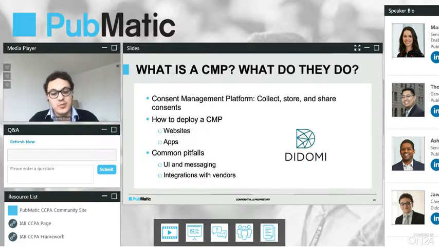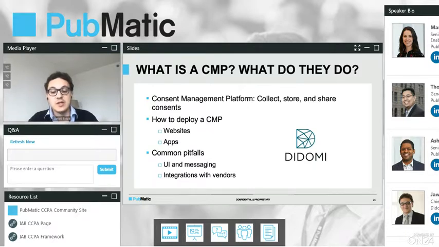The second item that is important to keep in mind is the integrations with vendors. What is really important under CCPA is that vendors get the information from the CMP. The good news is that with vendors like CMP and with the IAB CCPA framework, that is mostly automated, where most of your advertising-related vendors will get that status from the CMP automatically without you having to do anything as a publisher.